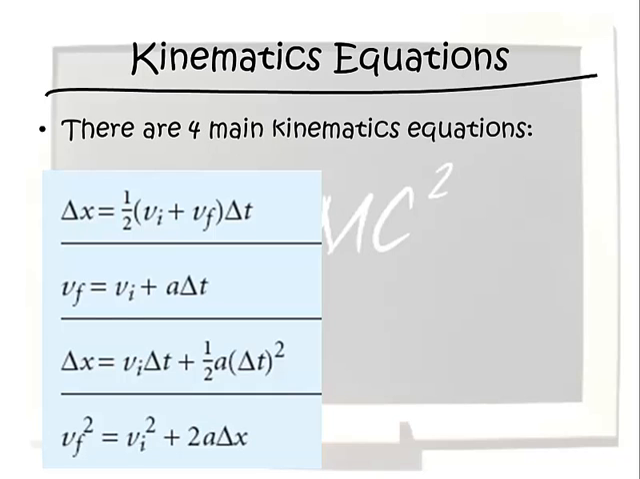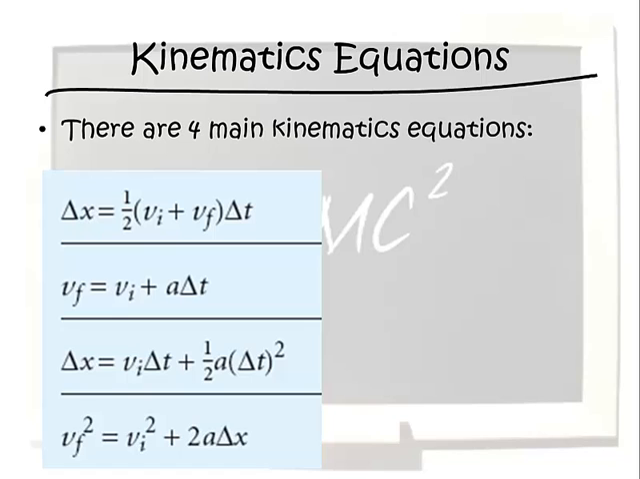Delta x equals 1/2 (vi plus vf) times delta t. The next one is the final velocity equals the initial velocity plus acceleration times time. Third, we have displacement equals the initial velocity times the time plus 1/2 the acceleration times the square of time. Finally, we have the final velocity squared equals the initial velocity squared plus 2 times the acceleration times the displacement.